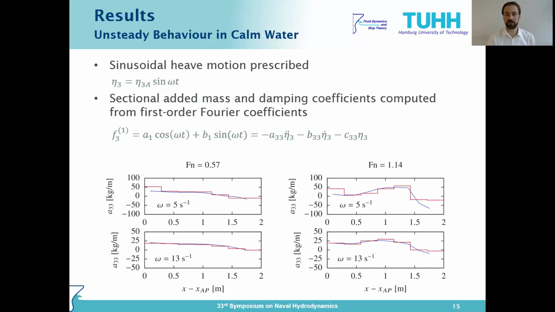And we see that there's generally good agreement between the numerical and experimental results. For both Froude numbers, the agreement improves at higher frequencies, which may be attributed to the fact that the assumption of mainly two-dimensional flow is more appropriate at higher frequencies. Discrepancies are mostly confined to the stern region, where the already mentioned neglected 3D effect plays a more important role.